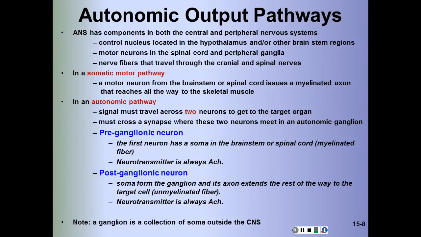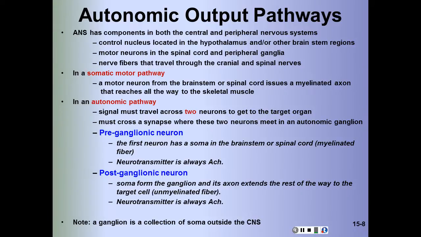The autonomic motor pathways differ significantly from somatic motor pathways. In the somatic motor pathway, a motor neuron in the brainstem or the spinal cord extends a myelinated axon all the way to the skeletal muscle.